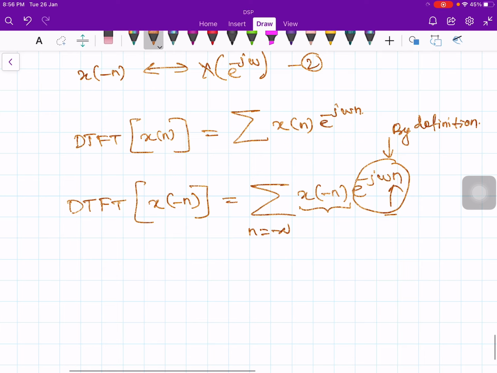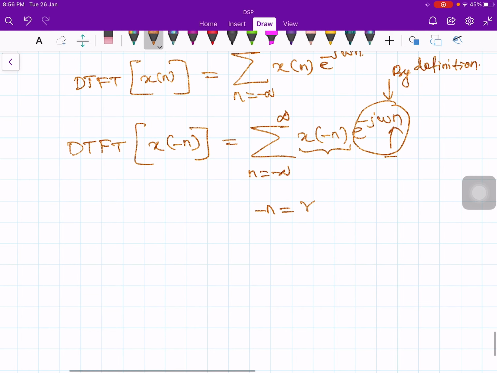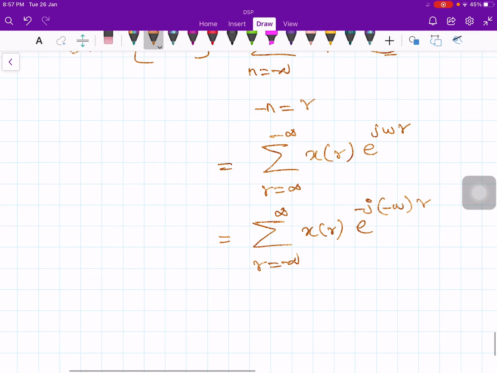Where n is equal to minus infinity to plus infinity. Here also minus infinity to plus infinity. Now you substitute minus n is equal to r in the above expression. So this is going to be x of r e to the j omega r, and here r is equal to plus infinity to minus infinity. So once again you can write r is equal to minus infinity to plus infinity x of r e to the minus j minus omega r, like that you can write. After all, this r is a dummy variable.